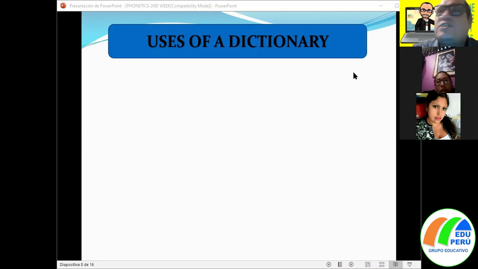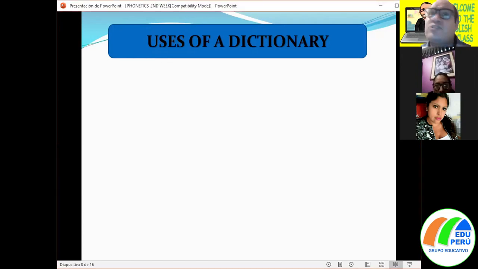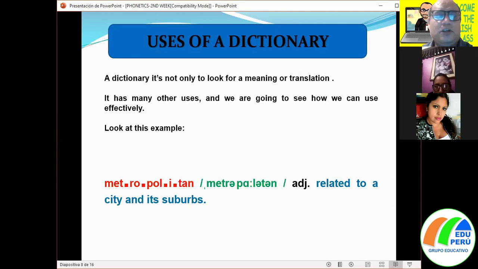Knowledge, conocimiento, okay. And you close it, and that's it. But notice, a dictionary has a lot of information. And now I'm going to give you some of the uses. Why are we talking about dictionaries? Because in the dictionaries, you have the pronunciation of words. You can have the pronunciation of words if you look up the meaning of a word in a dictionary, too. A dictionary is not only to look for a meaning or translation, it has many other uses, and we are going to see how we can use it effectively. Look at this example. Notice this word, metropolitan.